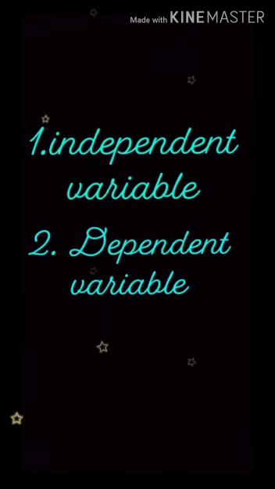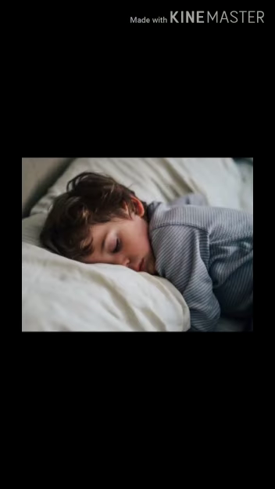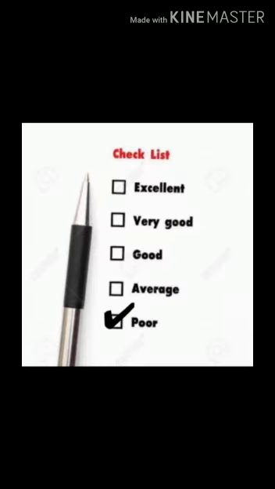Let's have an example of these two variables. If in an experiment we want to know how long a student sleeps affects his test score, then in this statement, the independent variable is the length of time the child spends sleeping and the dependent variable is the test score.